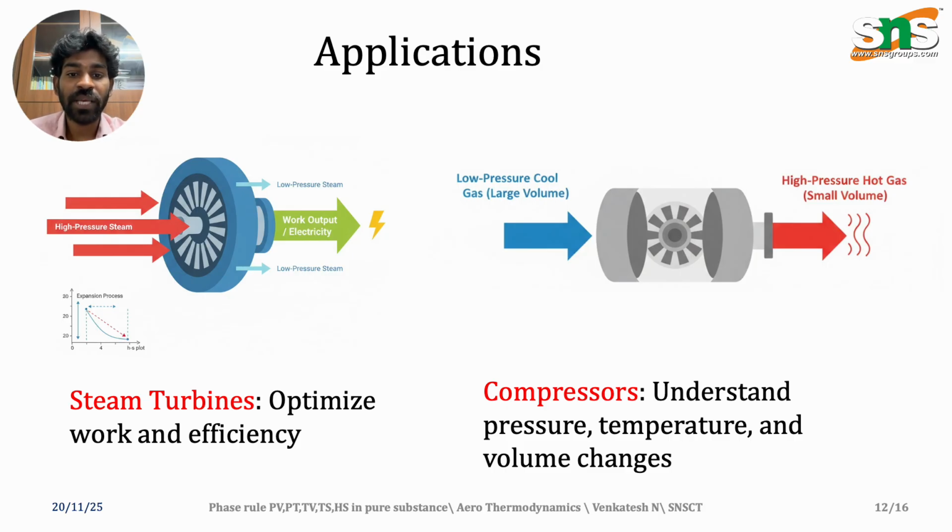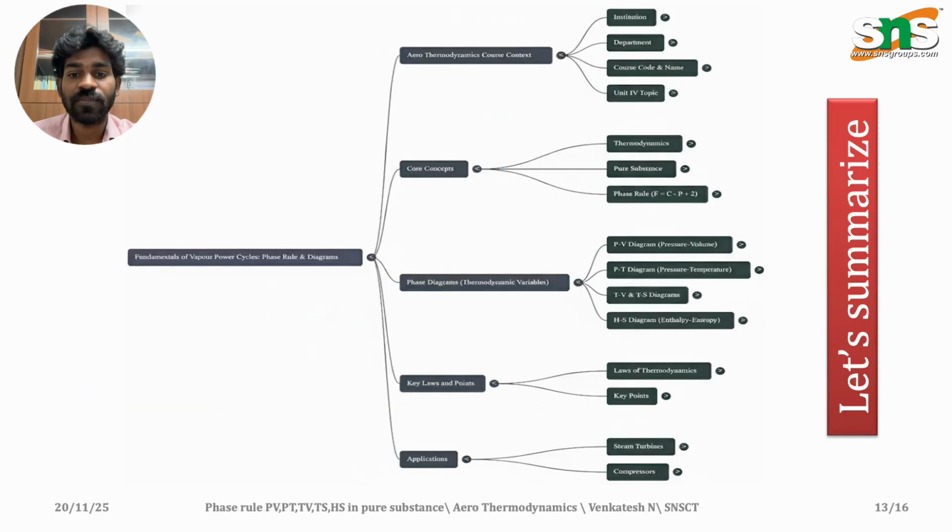These are the applications of a pure substance, involved in steam turbines and compressors. The turbine produces work, and the compressor increases the pressure and temperature of the given input values.